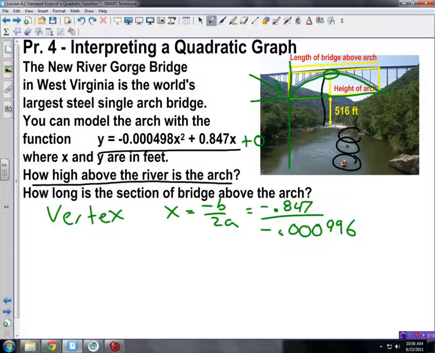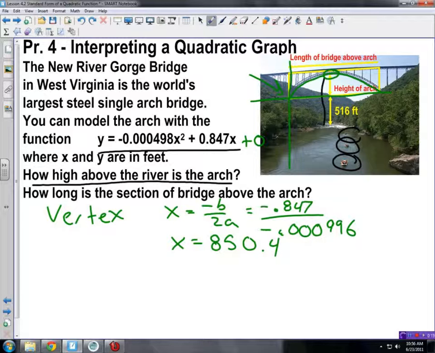Yeah, it looks like with these decimals, it's definitely calculator work here. So now I'm going to make a fraction and do negative 0.847 on top, on bottom negative 0.000996. And we get, for x, 850.4. So that means 850 feet, 0.4, 850.4 feet.